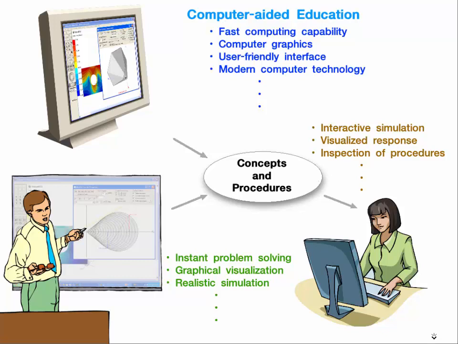Various experiences obtained using computer facilities may help students to gain better understanding and interest in the subject. Therefore, the computer-aided education is an effective approach for enhancing the degree of understanding about the concepts and procedures in structural mechanics.